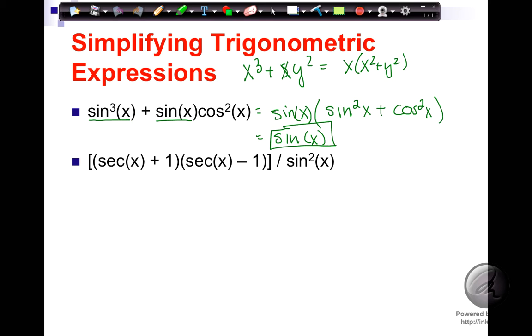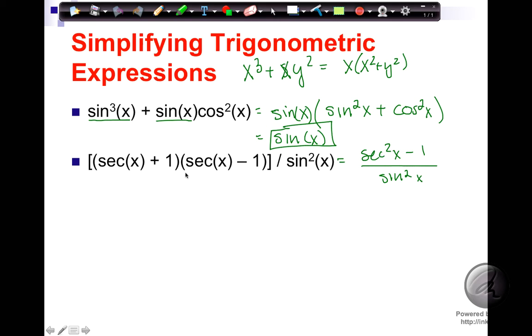What about something like this? We have secant x plus 1 times secant x minus 1 all over sine squared x. Whenever I see something like this, I just want to FOIL. Secant times secant is secant squared x. I have a plus 1 secant and a minus 1 secant, so I get 0. And I get 1 times negative 1, which is negative 1.